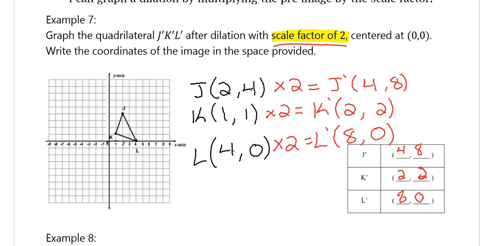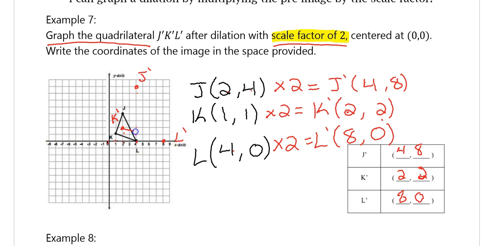But I do need to graph it. It does say graph the quadrilateral. This should be graph the triangle. Okay? So I do need to graph those points. I'm going to go over 4, up 8. 1, 2, 3, 4, 5, 6, 7, 8. And I am going to label that point J prime. K prime is 2, 2. So over 2, up 2. And then L prime is 8, 0. So over 8, not moving up or down at all. And that's L prime.